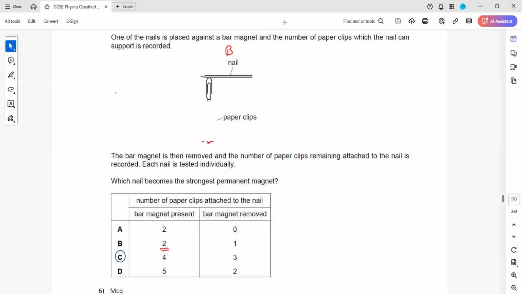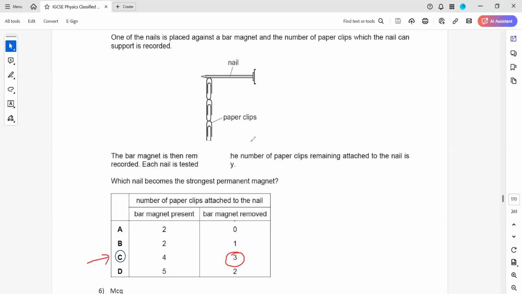For C, what happened? Initially, there were 4 pins, 4 paper clips, when the magnet was placed. Once the magnet is removed, it is attracting 3 paper clips. So it means it remained magnetized and remains a strong magnet, because it is attracting the most number of pins without the presence of the magnet. That's why C is the right answer.